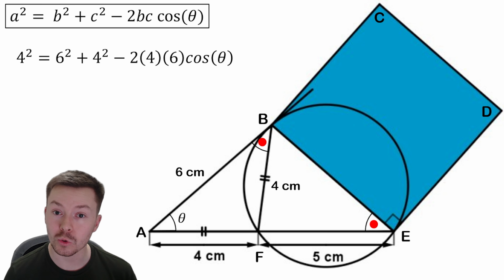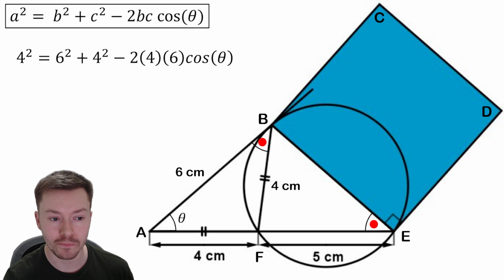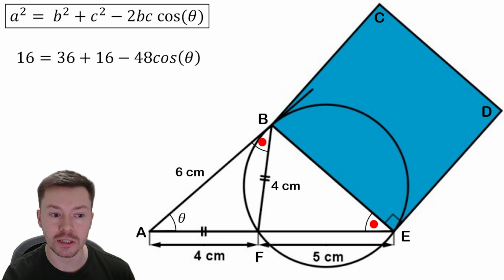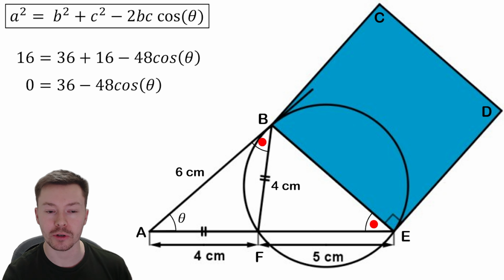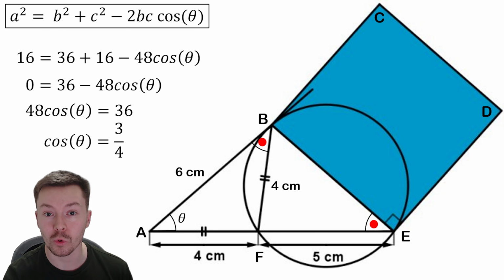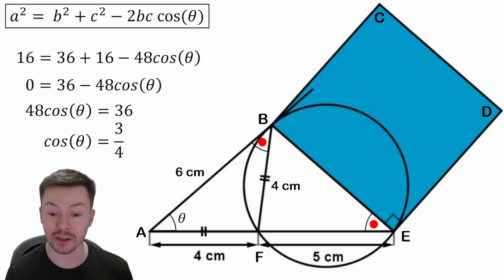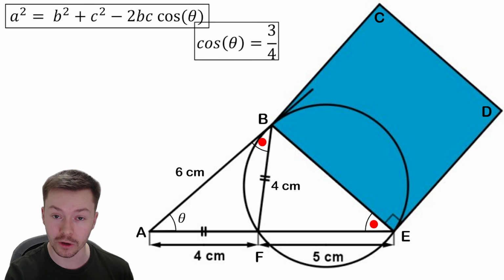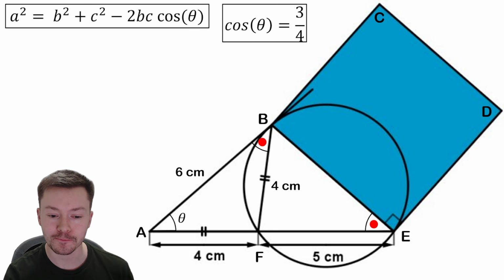So I'm going to get 4 squared equals 6 squared plus 4 squared minus 2 times 4 times 6 cos theta. And that gives us 16 equals 36 plus 16 minus 48 cos theta. Cancel out my 16s. 36 minus 48 cos theta equals 0. Add 48 cos theta to both sides. Divide by the 48 and I get cos theta is equal to 3/4. Now, I don't need to find the angle here because what I need in a second is just cos theta. So I'm going to put that to one side for now and save that for later.